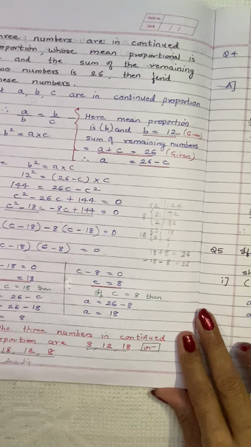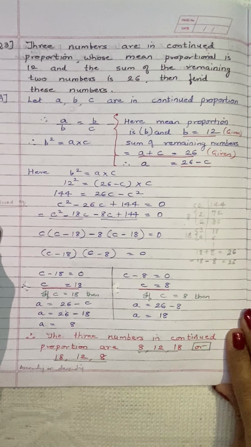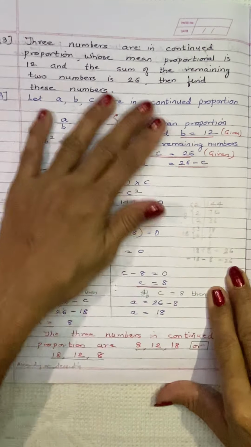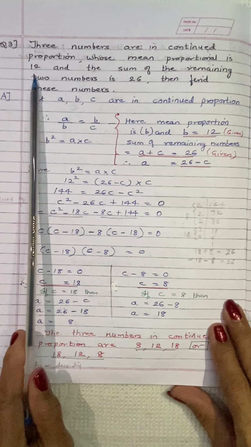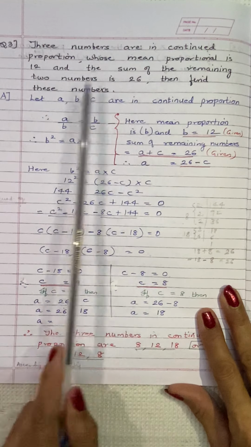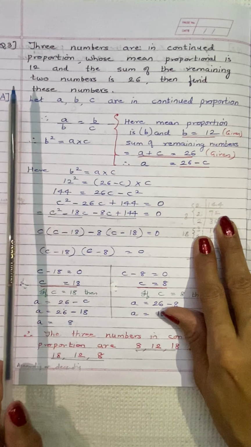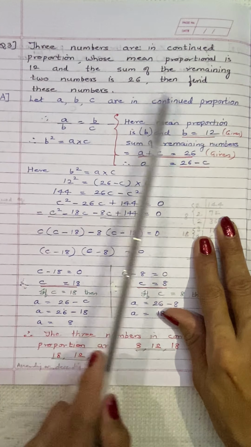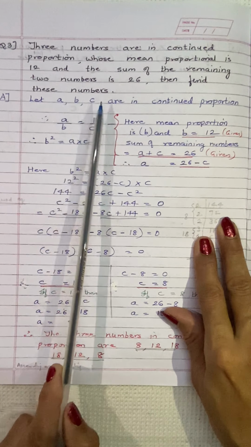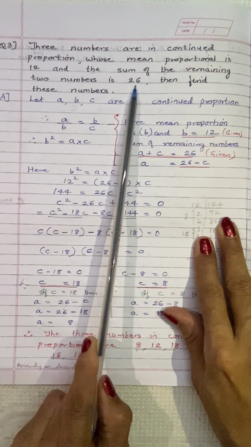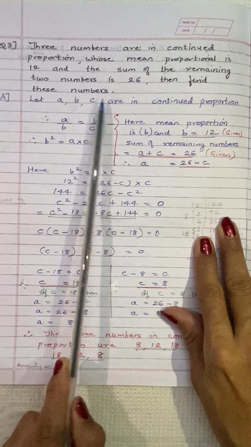Question 3. Three numbers are in continued proportion whose mean proportion is 12, and the sum of the remaining two numbers is 26. Find these terms. Now here let a, b, c be in continued proportion. So 12 is the mean proportion, meaning 12 is b. Now the other two: the sum of a and c is equal to 26. When we add the values of a and c, we get 26.